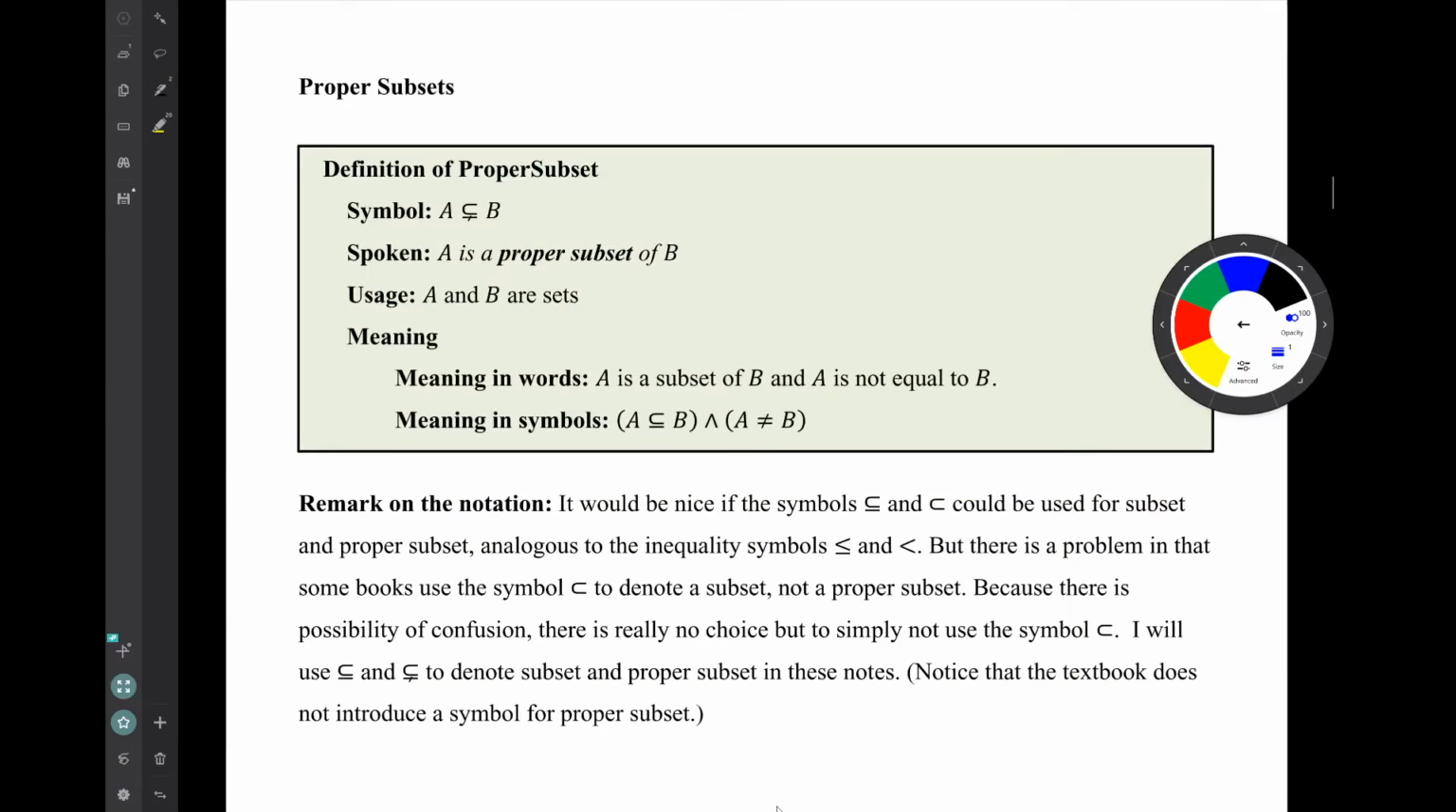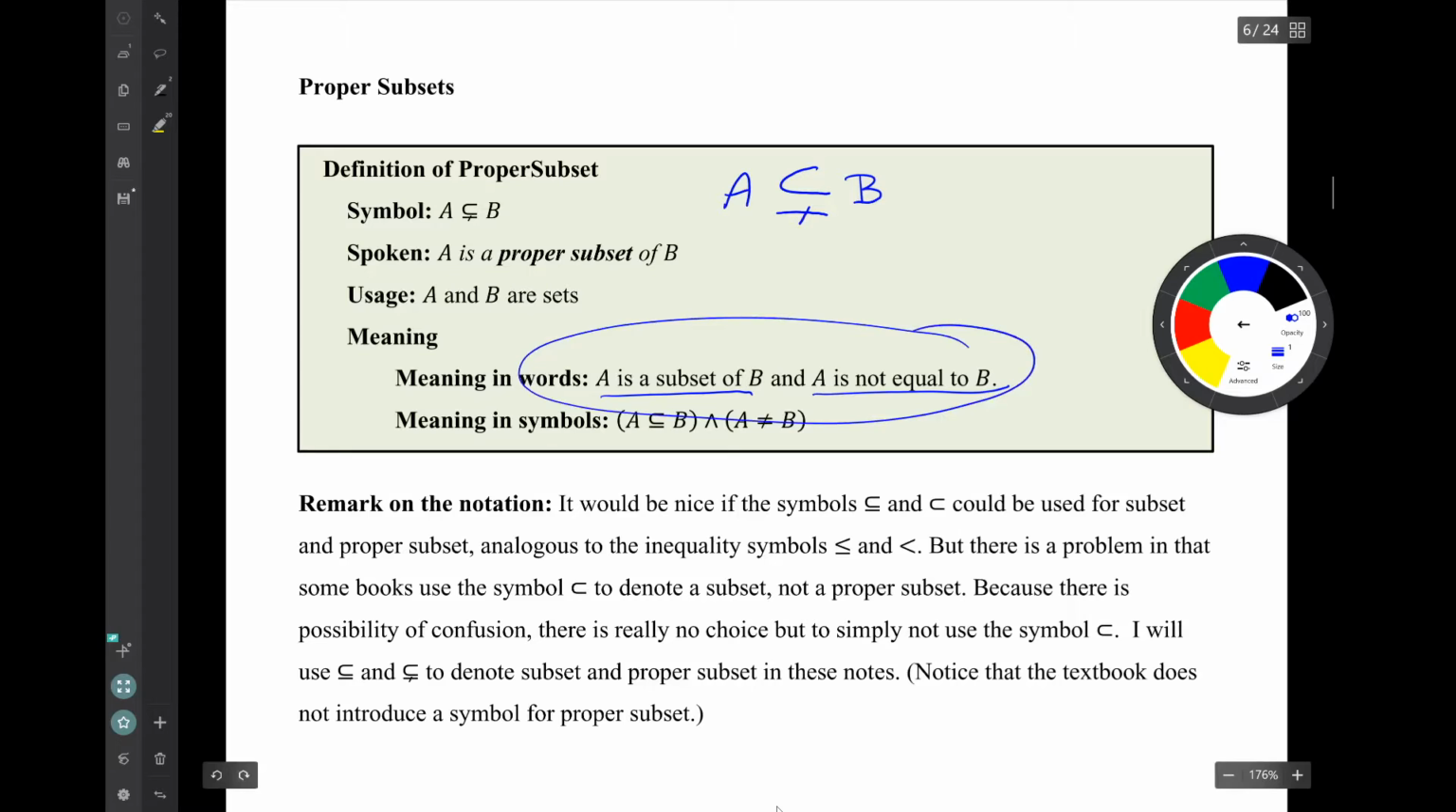Now, another kind of subset is what's called a proper subset. The symbol for that is this. I'm going to write that a little larger. That symbol is spoken, A is a proper subset of B. And what it means is this. A is a subset of B, and A is not equal to B. So there again you see another reason for introducing the idea of set equality earlier: we can have this kind of definition of proper subset, and we can have this formal presentation of that. The meaning of A is a proper subset of B is this. A is a subset of B, and A is not equal to B.